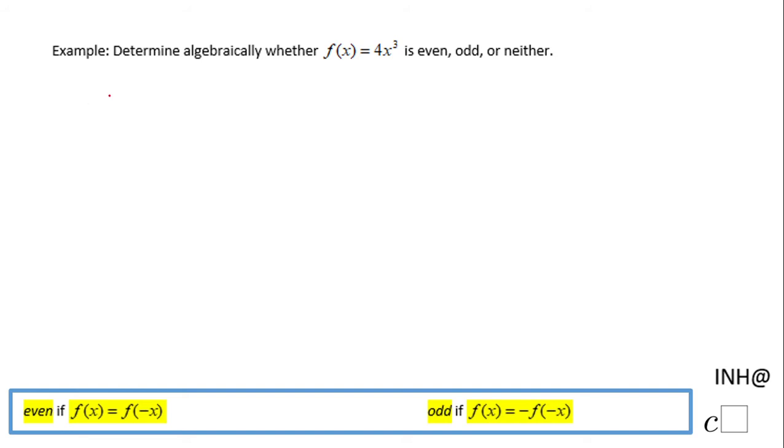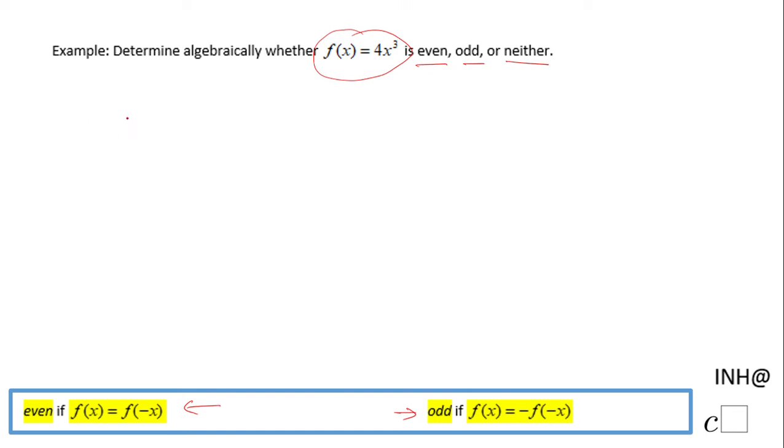In this example we will find out if this function f of x equals 4x cubed is even, odd, or neither. And you notice down here I have these two statements. A function is even if f of x equals f of negative x, or a function is odd if f of x equals negative f of negative x.